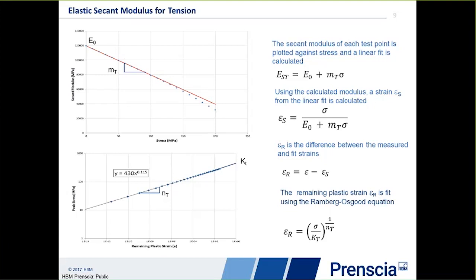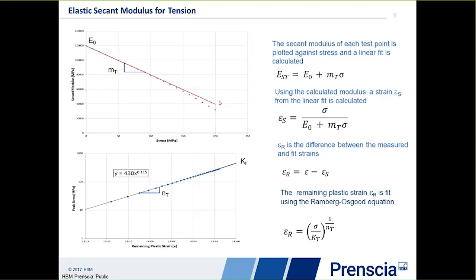But we'll see, looking at the high stress regime of that curve, that the test data starts to deviate from that linear fit. So what Downing did was calculate the strains, one from the secant modulus, the other from the actual measured strains from the tests, and he called that a remaining strain. So it's just basically the test data strain minus the one from the secant modulus.